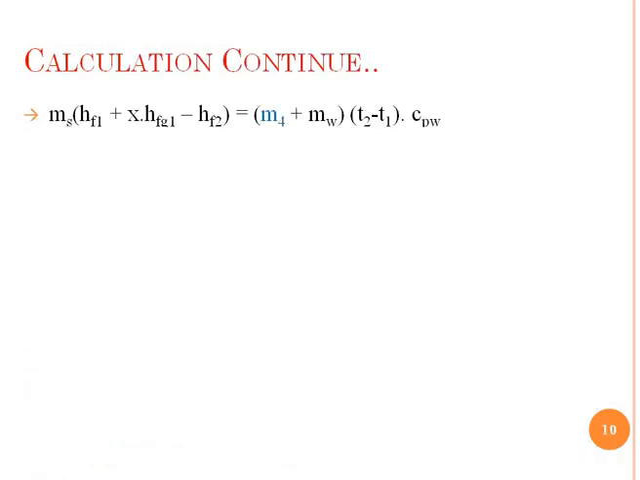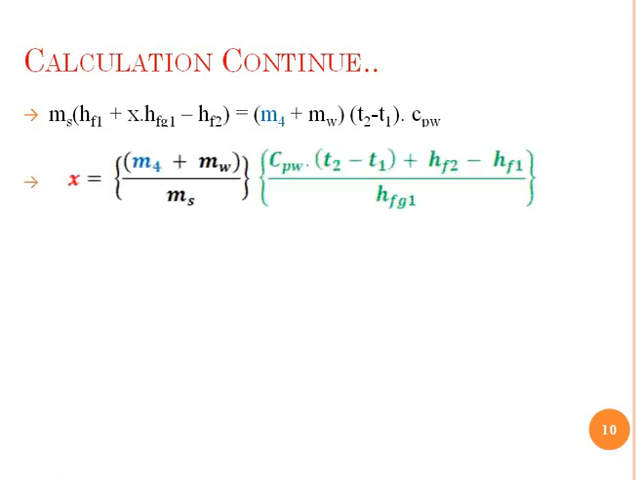Next is calculation. You put in the value M4, and finally by simplification we get this equation: X is equal to the ratio of masses, M4 plus MW by MS, times the ratio of specific heat CPW, T2 minus T1, plus HF2 minus HF1 by HFG1. We carried out this calculation and finally found this equation. You can see the final equation to calculate dryness fraction.